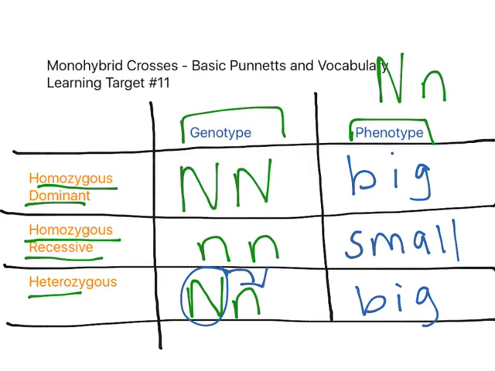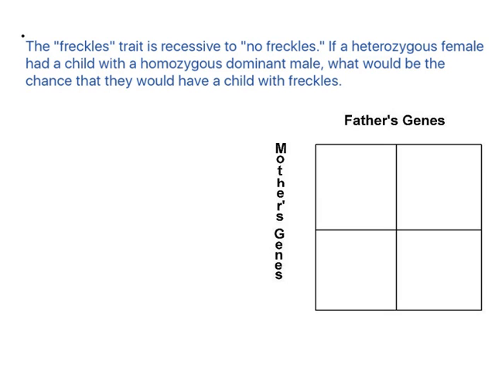So if we want to do a whole example problem, we might say the freckles trait. Freckles trait is recessive to no freckles. If a heterozygous female had a child with a homozygous dominant male, what would be the chance that they would have a child with freckles? The first thing you want to do is write down all of your possible phenotype genotypes.